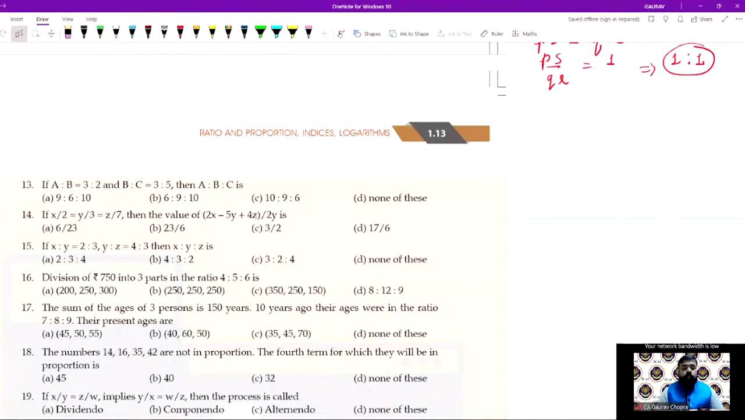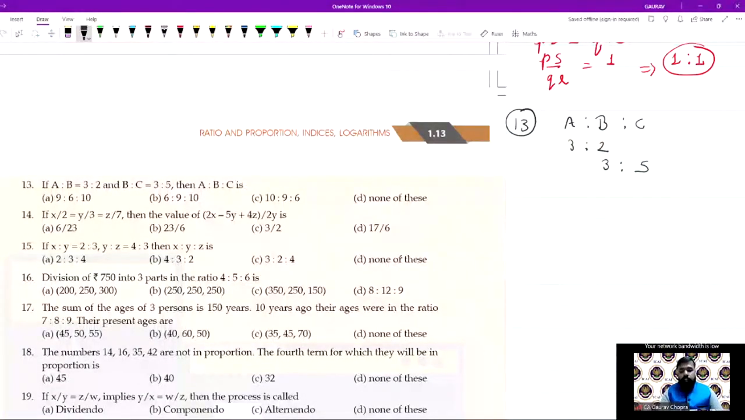Now in question number 13, we are given A ratio B. The ratio between A and B is 3:2. And the ratio between B and C is 3:5. And we have to find out the combined ratio of all three. We have to find the combined ratio of all three. So how to solve such kind of question?